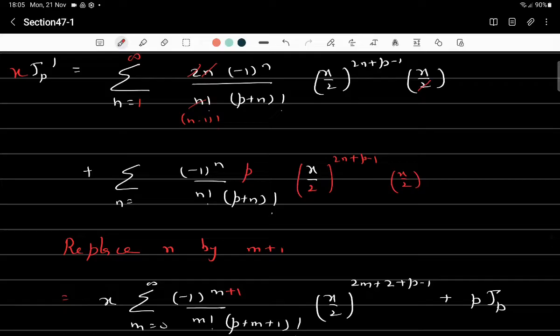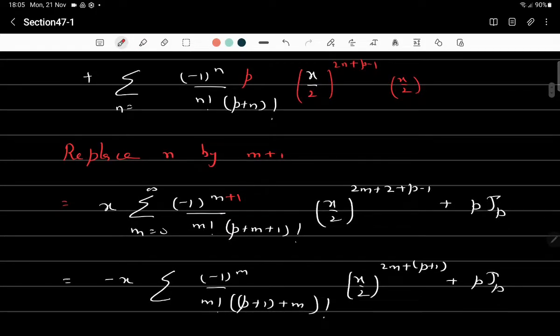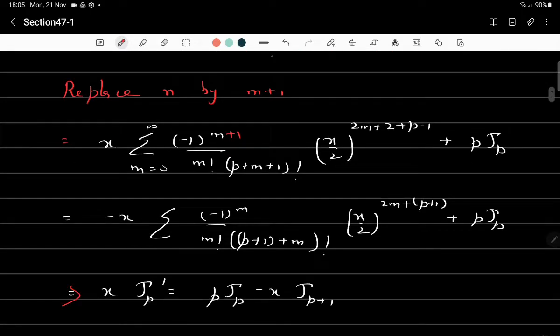Now in the first term also, if you see, in the denominator I have m factorial, then p plus 1 plus m, and the numerator would be 2m plus p plus 1. So it is in the form of Jp plus 1. The only problem is I need minus 1 raised to the power m. So I take the minus 1 outside, so it becomes minus x Jp plus 1. Therefore my required answer is x Jp dash is p Jp minus x Jp plus 1.